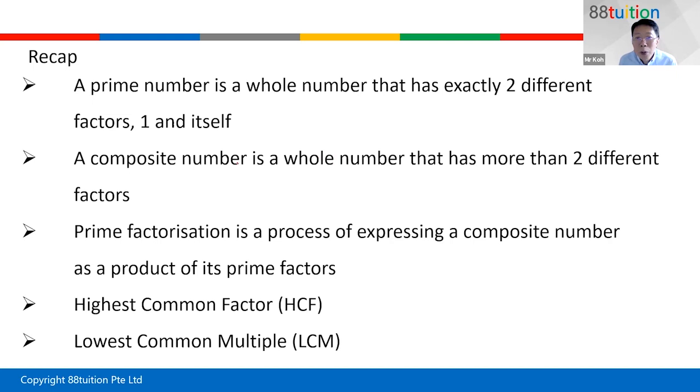All right, so that goes to the next one, which is a composite number. It's a whole number that has more than two different factors. So it has to be more than two different factors. Then, of course, the next thing that you need to learn about is prime factorization. That's the reason why you learn prime numbers, so that you can identify what is a prime number and go on to prime factorization. What is prime factorization? A process of expressing a composite number as a product of its prime factors. So it has to be prime factors.